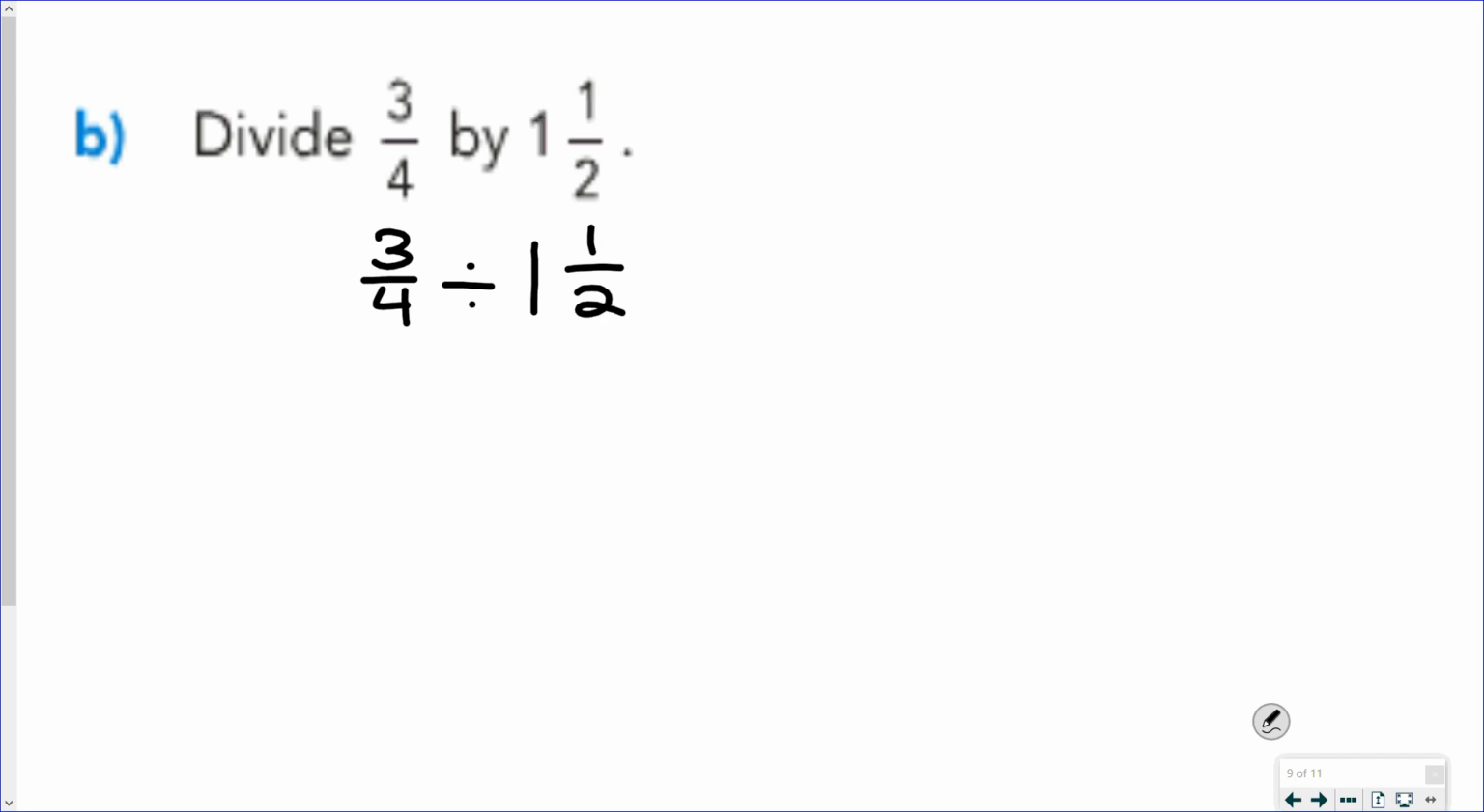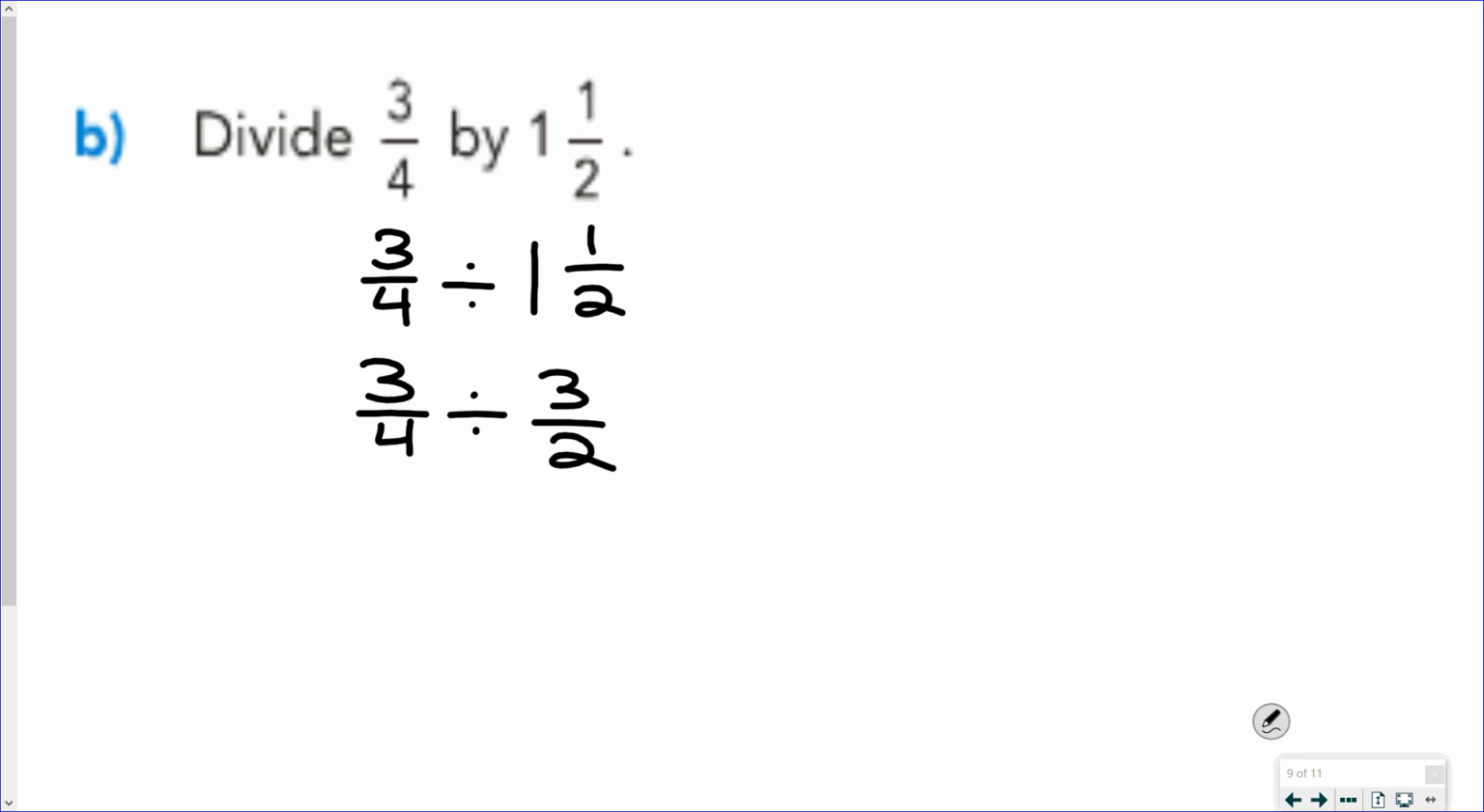Well, 3/4 is already a fraction, so I'm just going to leave that as it is. And at this point, we are still dividing. I cannot stress that enough, that at this point we are still dividing. We're not converting to multiplication just yet, because the only thing we're doing is taking that 1 1/2 and converting it into an improper fraction, which would be 3/2.